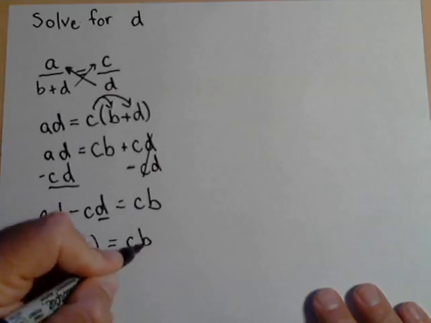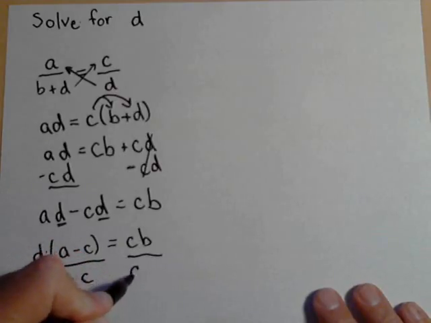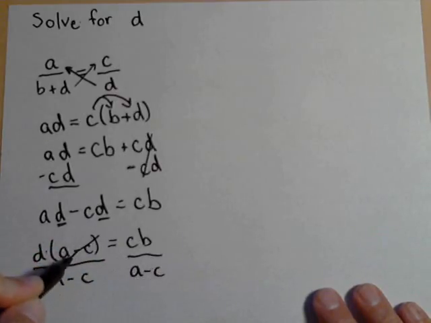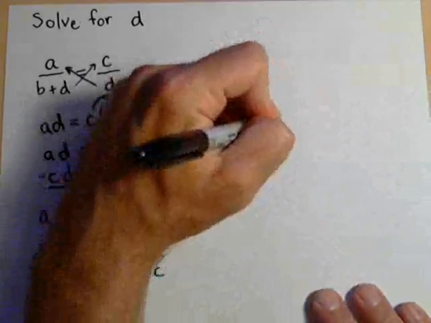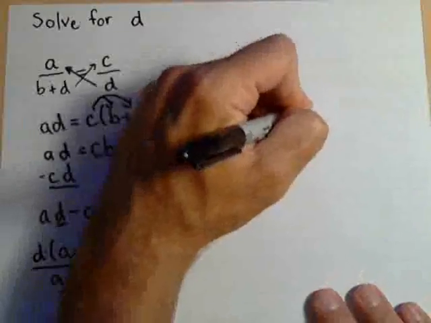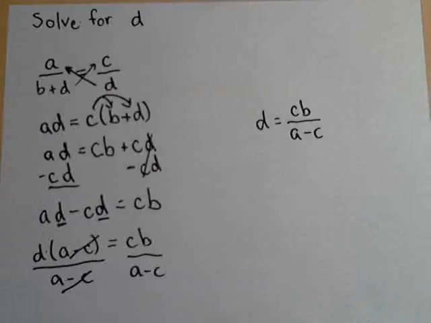equals c times b. Last step in isolating d now, because we made it a product over here, is to divide. So we're going to divide both sides by a minus c. Those cancel. And what we get is that d is equal to cb over a minus c. And we're done.